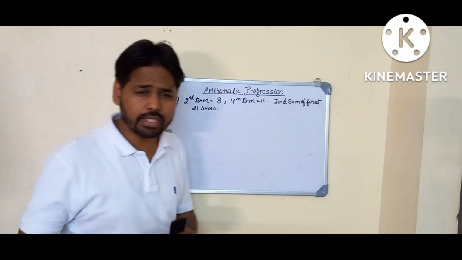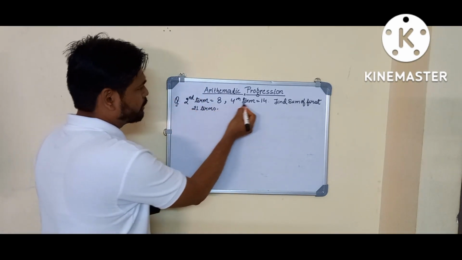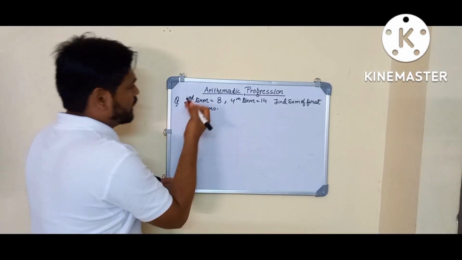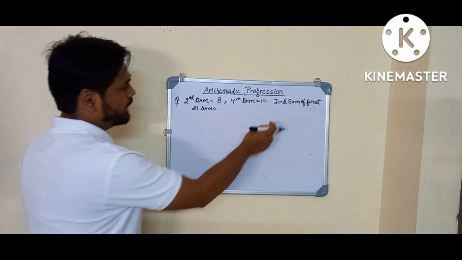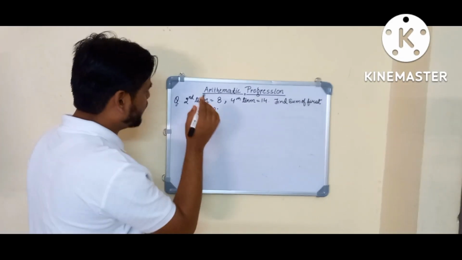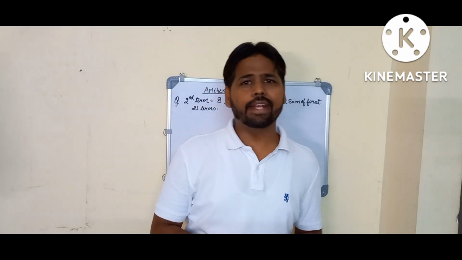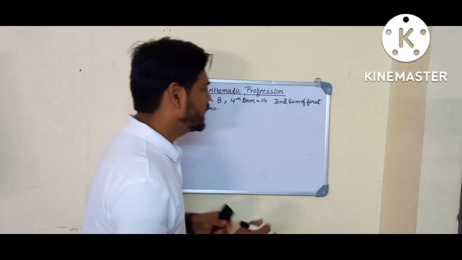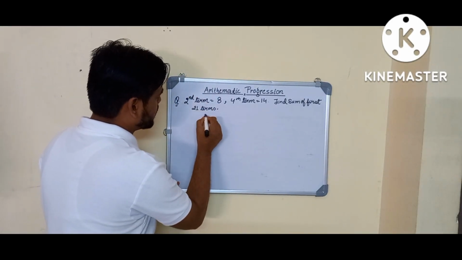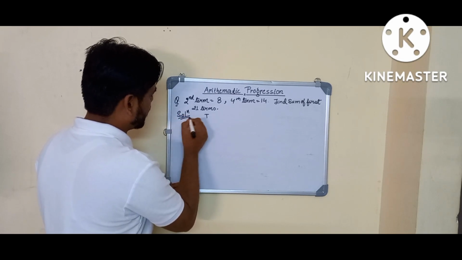Here on the board you can see an example where the second term and the fourth term of the AP have been given. The question asks us to find the sum of the first 21 terms. In order to perform this calculation, we should first find the nth term. Now how can we do that? According to the question, the second term of the AP is 8. So let us see the solution and how we can apply it.